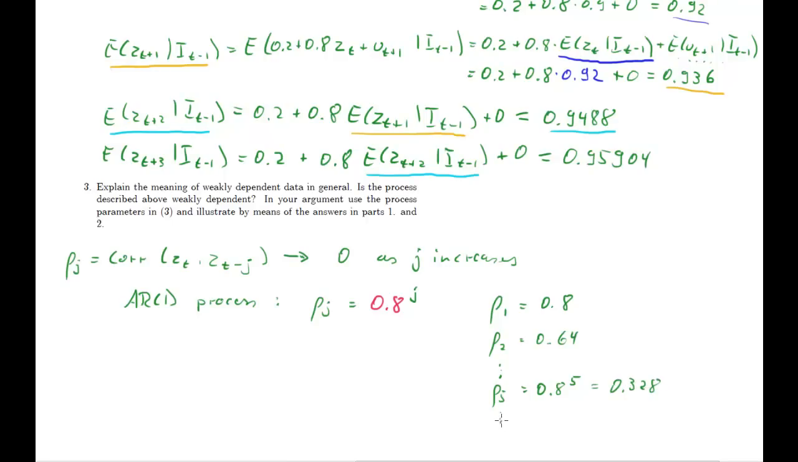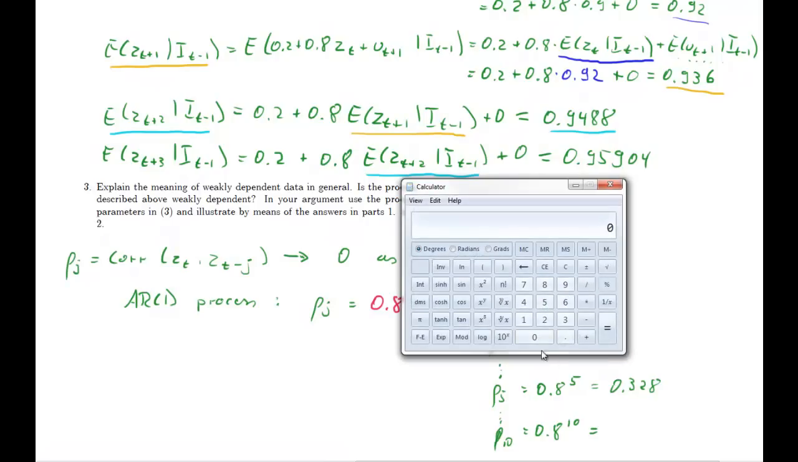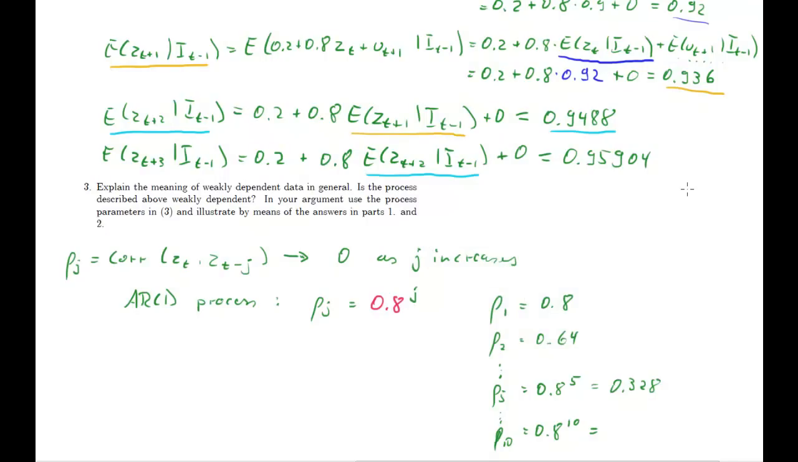Let's also calculate rho_10, so 0.8 to the power of 10, and we get approximately 0.107. So you can see we're having a really quite significant decline of the correlation here. After 10 periods, the correlation has dropped from 0.8 to 0.107.